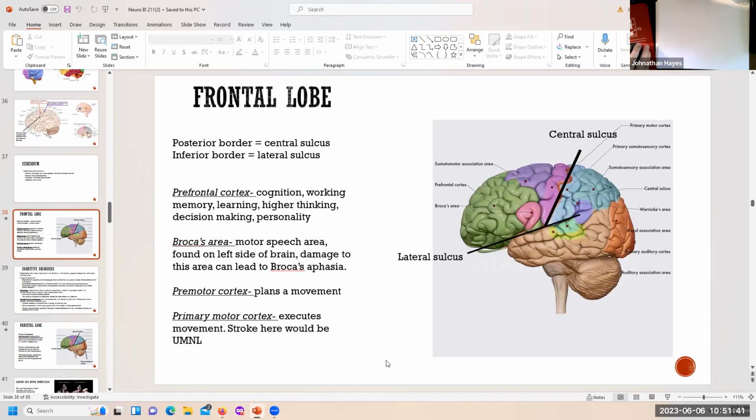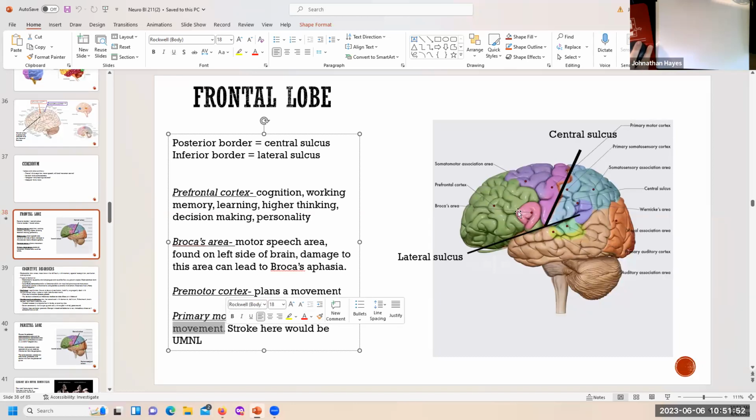If I am saying that my primary motor cortex is affected, then what are we going to lose? The ability to move, right? We won't be able to move. So that's why we have to, again, learn and memorize what everything does. So if there's a deficit in that, we know where to go back and look, or where to suspect the problem is located. This is actually a really nice picture of the brain right here.